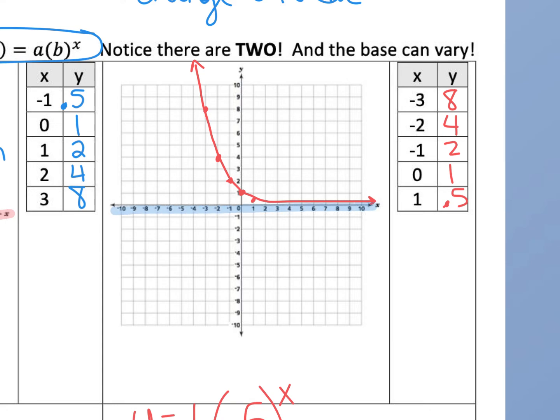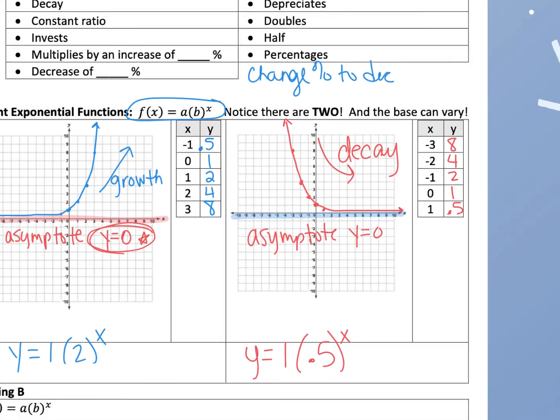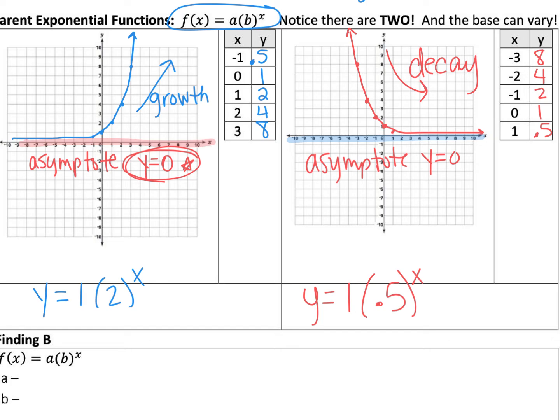Okay, and it's still y equals 0, but we're going to get real close to that, but it's not actually going to touch it, okay? This is going down, so this is what we call a decay. So you can compare the two. We talked about that vocabulary, growth and decay. So the asymptotes are the same. It's just one is going up and getting bigger and one is going down.